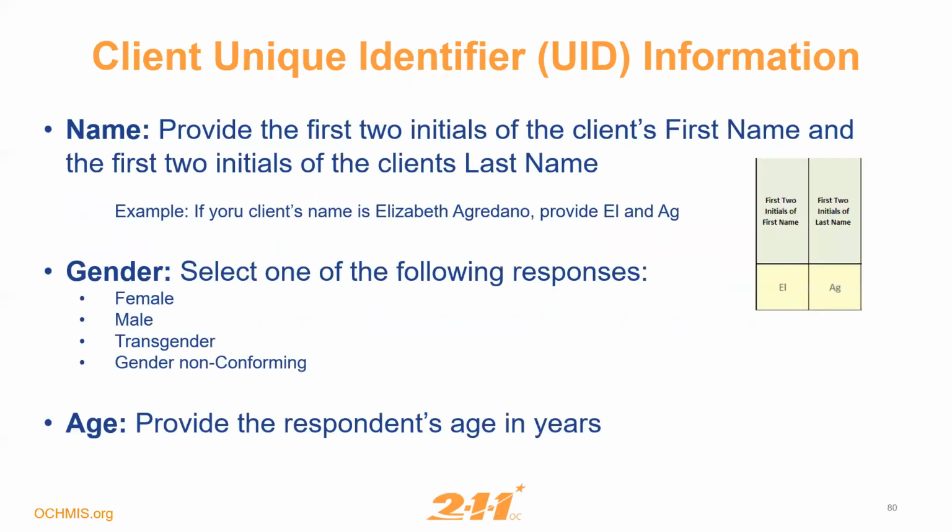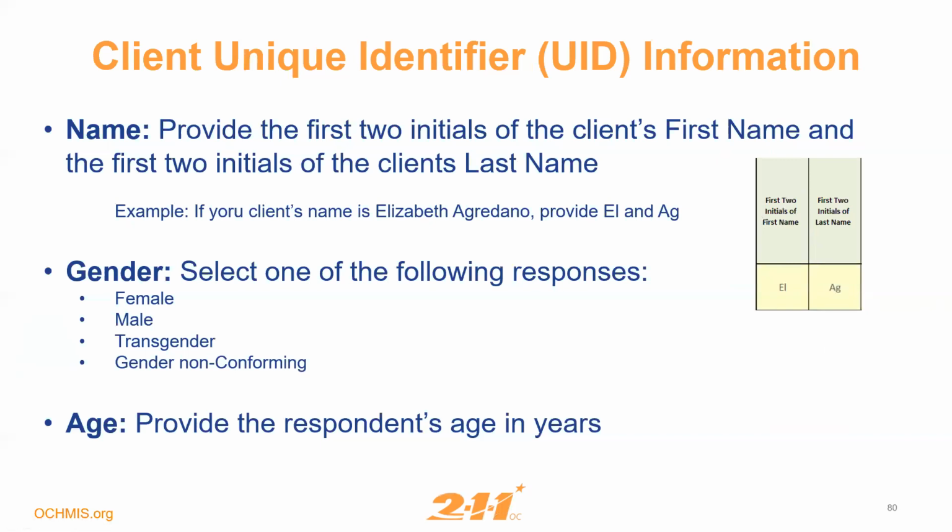The next section is the section that will be used to create the client unique identifier. So this is the client unique identifier information section. The first question asks for the client's name, but you will not be providing the full name. You will be providing the first two initials of the client's first name and the first two initials of the client's last name. So for example, if your client is named Elizabeth Agredano, like myself, you will be providing EL for the first two initials of the first name and then AG for the first two initials of the last name.